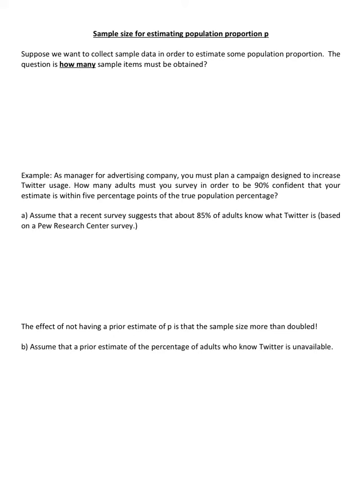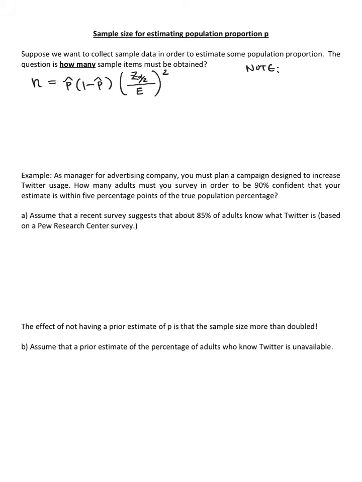Okay, so the sample size n is given by p hat times 1 minus p hat times the critical value z sub alpha over 2 over the margin of error e, squared. Okay, now I'm just going to write a little note here.